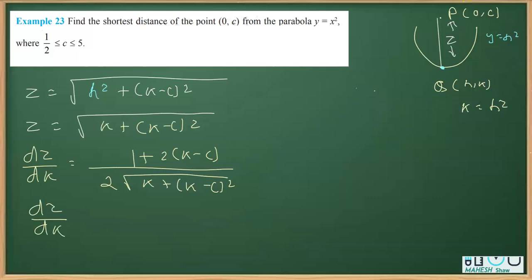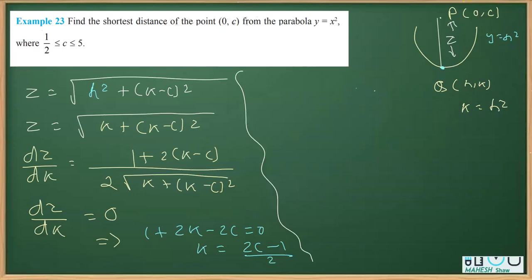We are not finding the double derivative; we are using the single derivative test here, the first derivative test. For maxima or minima, this has to be equated with 0. Clearly, the denominator cannot be 0, so 1 plus 2(k minus c) is going to be 0. Opening the bracket, I get 2c minus 1 equals 2k, so I can isolate k: k equals 2c minus 1 by 2. So we got this as the critical point.